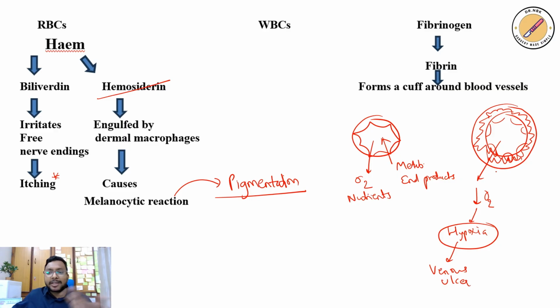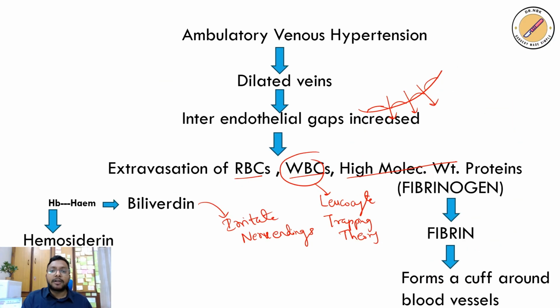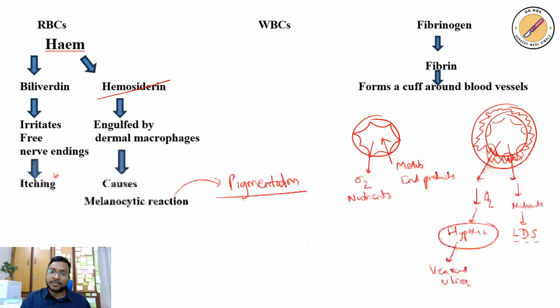Now, the other side is that because of the decreased nutrients, the interstitium needs a source of energy. That is why the fat present in the interstitium will be broken down. Because of the breaking down of the fat, it will cause lipodermatosclerosis. This is an important complication which is happening because of the fibrin cuff surrounding the blood vessel. So, if we can remember this important flow chart, we can easily remember the complications of varicose veins.